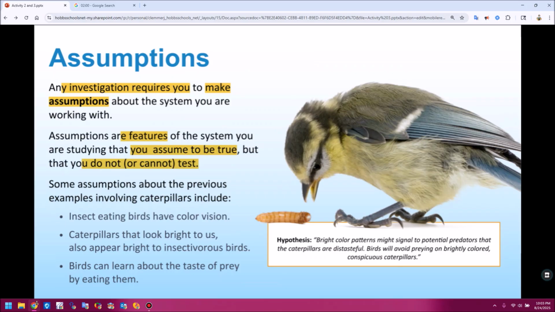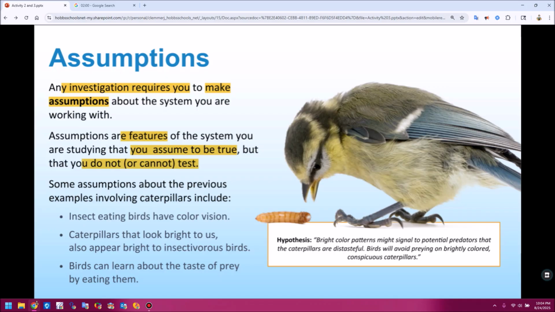Okay, so some assumptions about the previous examples involving the caterpillars. Remember the caterpillars that were colorful? We could say that insect-eating birds have color vision. That's an assumption. We don't know it. We cannot test it, or we may not be able to test it, so we have to assume it. Caterpillars that look bright to us also appear bright to insectivorous birds. Maybe they do look bright. We don't know. We're not a bird.